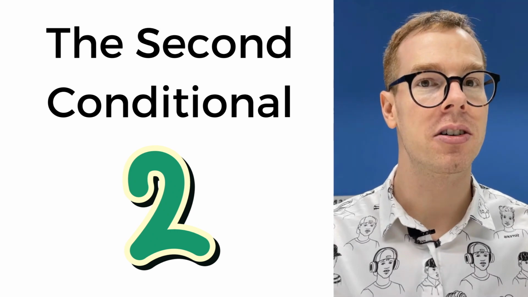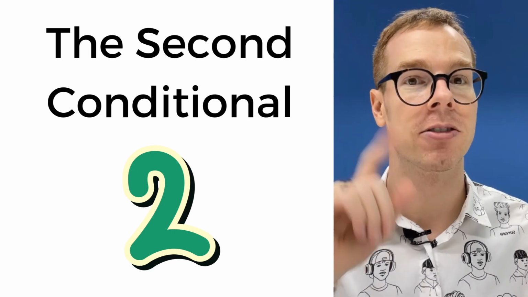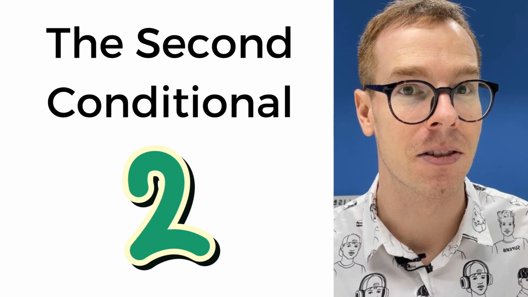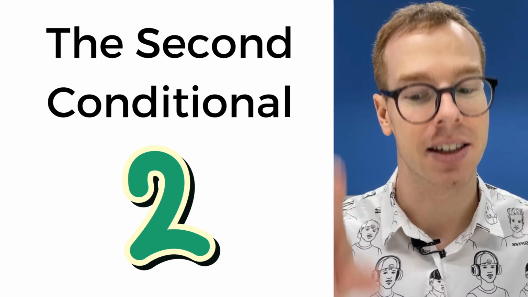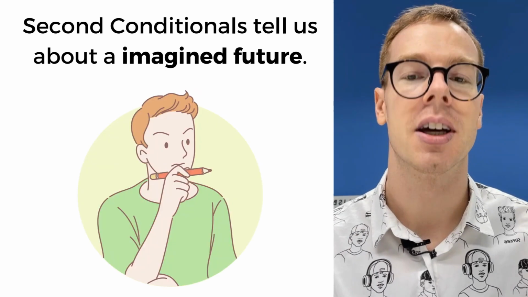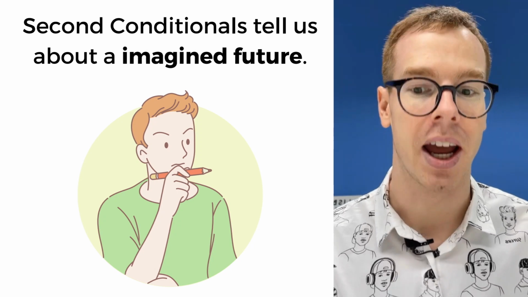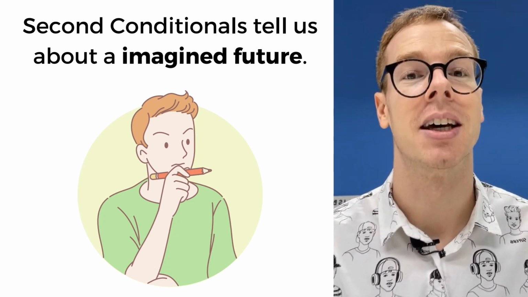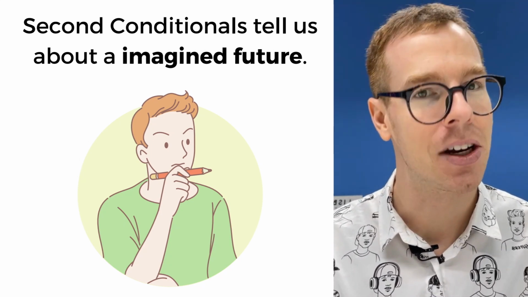We've already learned the zero conditional, which is something that's always true. We've learned the first conditional, which is something that's possible in the future. And now we're going to talk about the second conditional, which is something that is imagined for a now or future situation, right? Imagined future.